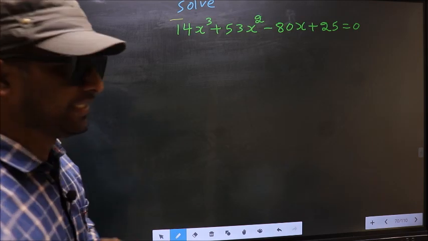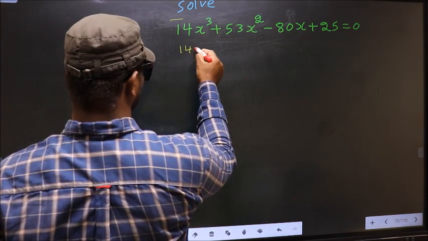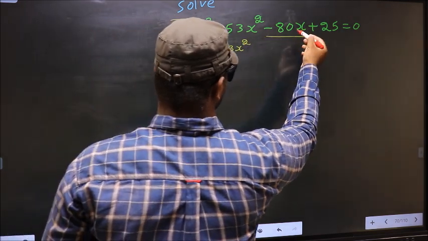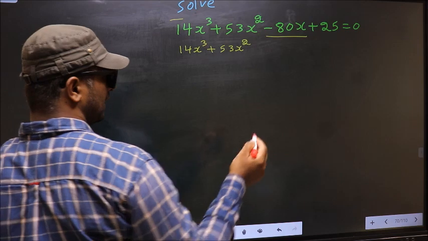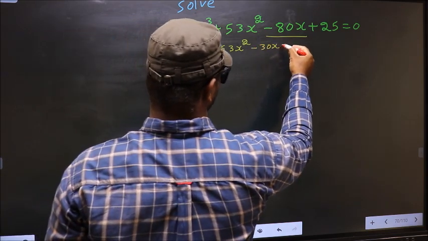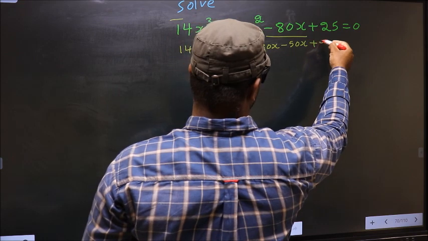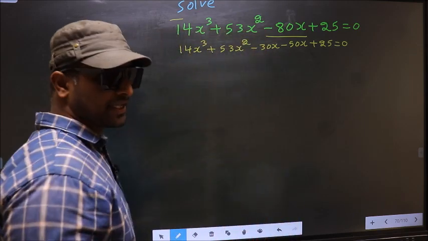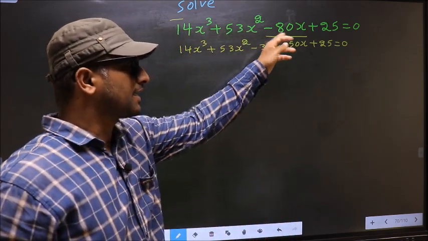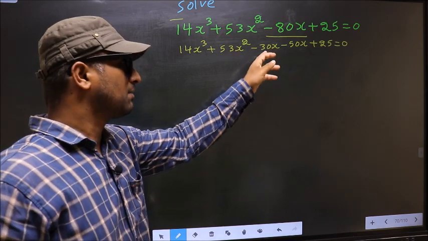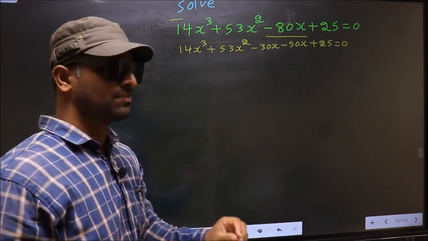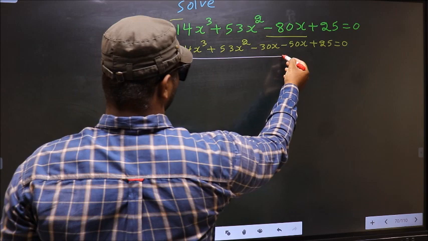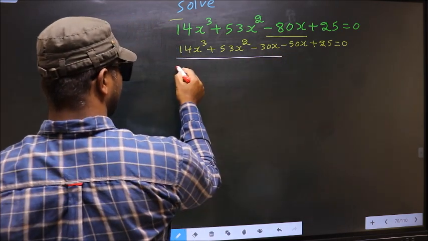What I mean is, see, 14x cube plus 53x square. In place of minus 80x, now I write minus 30x minus 50x plus 25 equal to 0. Did you understand? In place of minus 80x, now I have written minus 30x minus 50x. That's it.